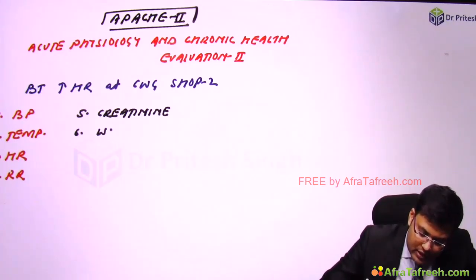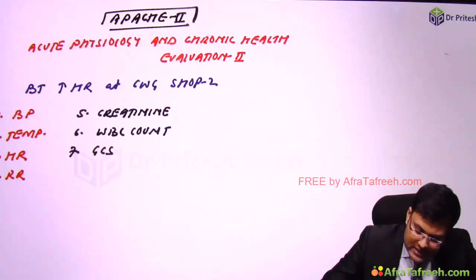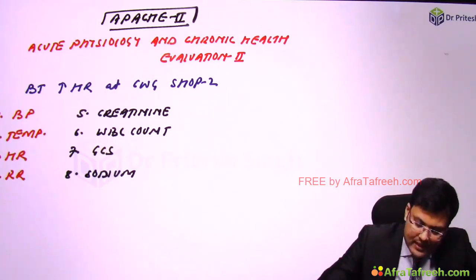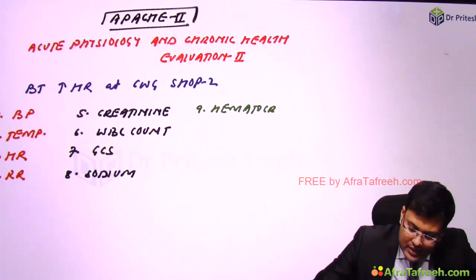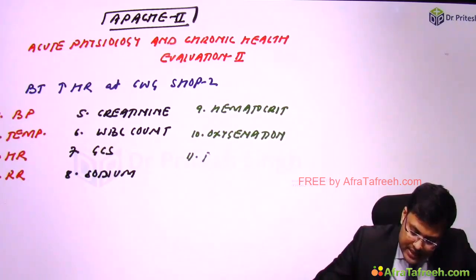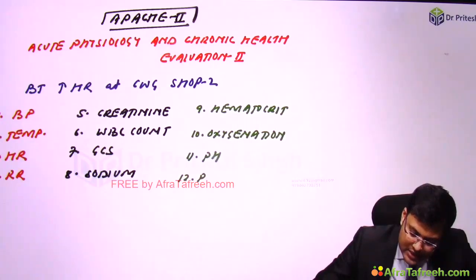Sixth, WBC count. Seventh, Glasgow Coma Scale, and S is sodium. After that, ninth, hematocrit. 10th, O, oxygenation. 11th, pH, and 12th, potassium.